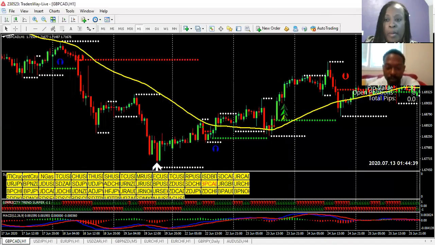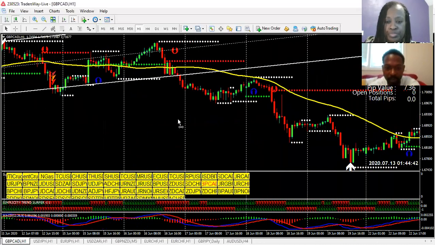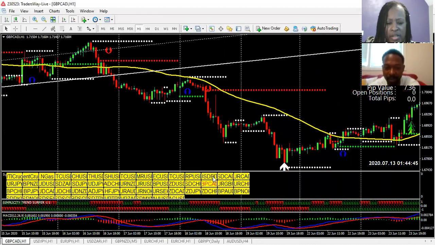But I do want to give you another, because now what I do is I have 3 pairs that I like to trade. I'm always in at least one of these pairs, and that's Euro USD, USD JPY, and Aussie USD.